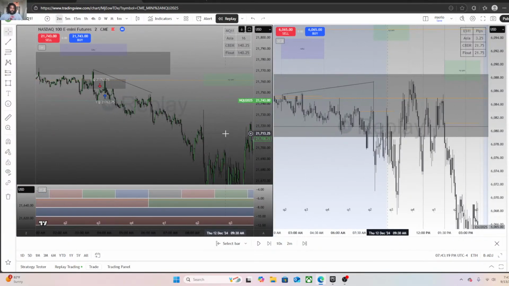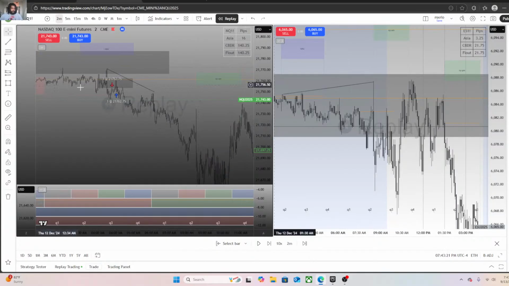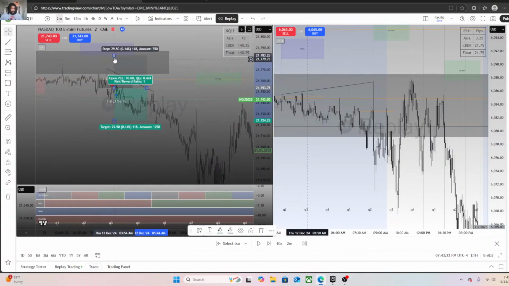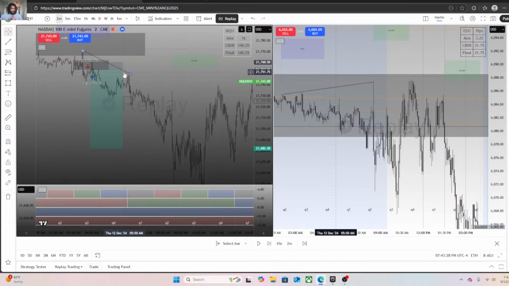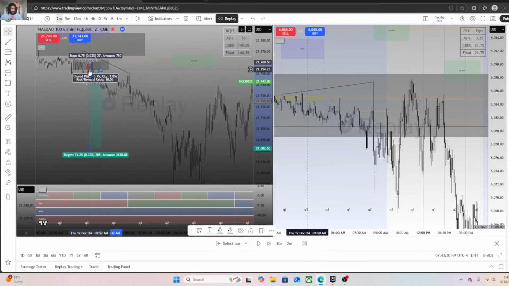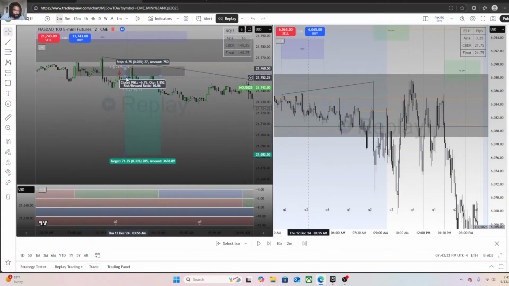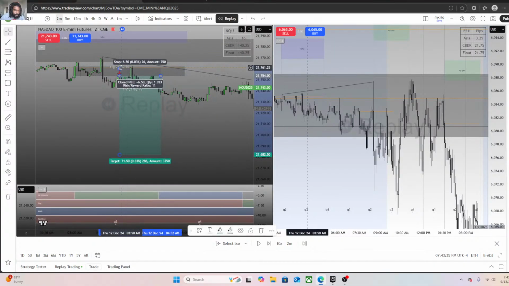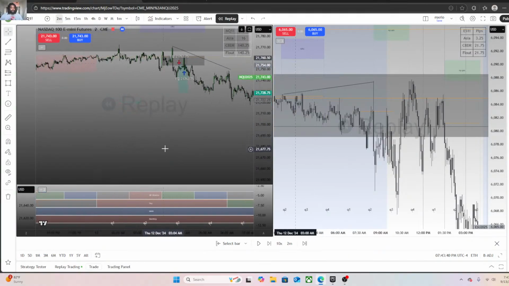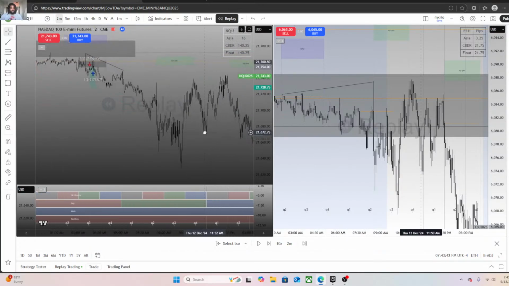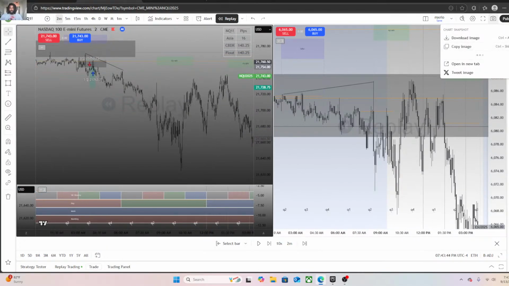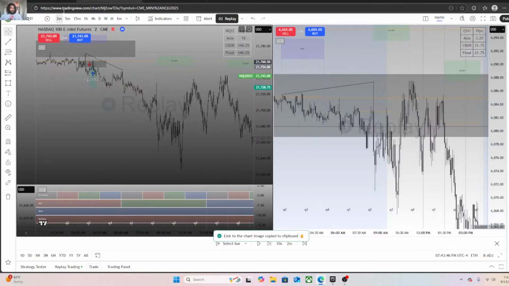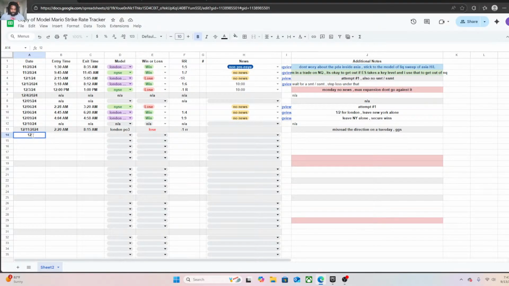So we're gonna document it. Let's see. We entered right here. Stop loss is right here. So it got hit. Make sure I entered over here. Stop loss got hit right here. Oh yeah. This is the 12th, 2024.